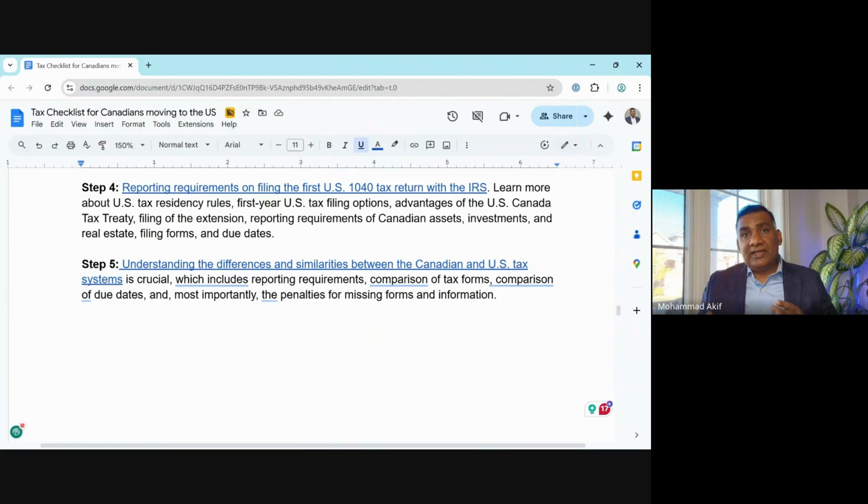We can plan things. And now we do have reporting requirements that need to be met. So these are things that need to be planned ahead.